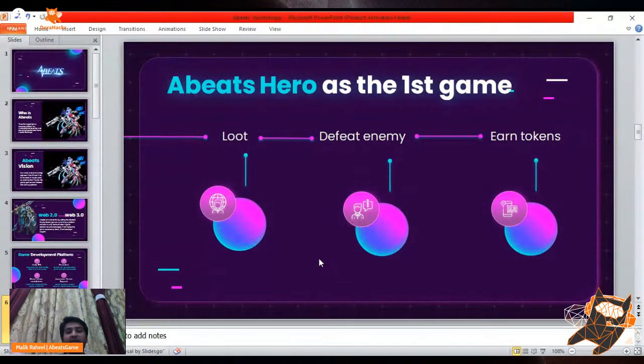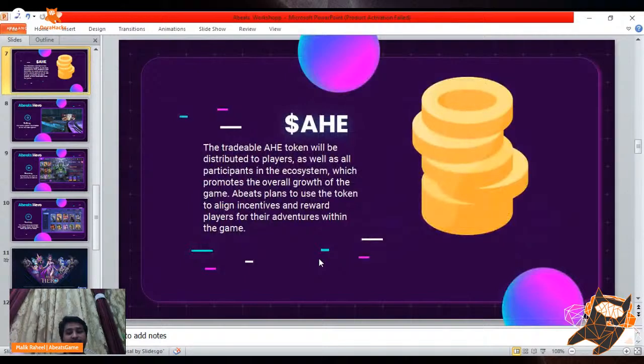Abits Hero game. These are some features of the Abits Hero game: loot mode and defeat enemies to earn tokens. This means members will be able to compete with other players and with the environment to earn more tokens and defeat the enemies. By defeating enemies, they will earn tokens, and it will increase their earning potential. AHE is the in-game token of the Abits Hero game. AHE will be tradable and distributed to the players as well as participants in the ecosystem. Abits plans to use the token to align incentives and reward players for their adventure within the game.